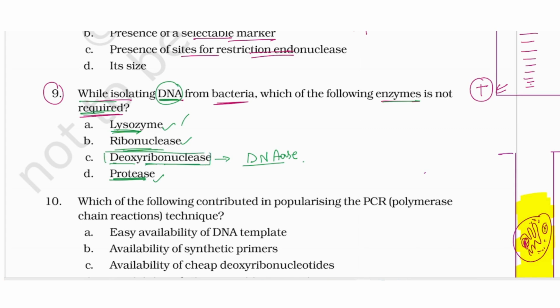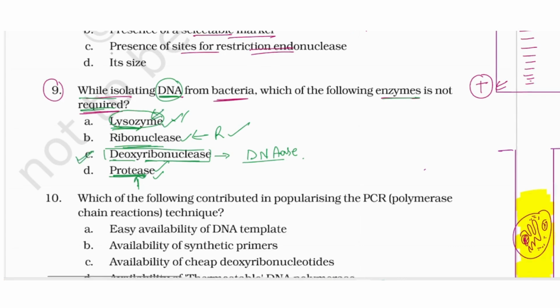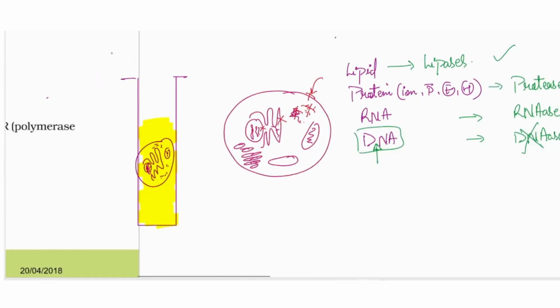This is not required. The remaining ones: to degrade the RNA, ribonucleases we will use. For lysozymes and protease, to degrade the protein. Lysozyme is what? It is a kind of enzyme, and an enzyme is a protein in nature. So we will use the proteases here, since those can be degraded by them. So we will not use the DNase. Okay, I hope this question is clear with this experiment.